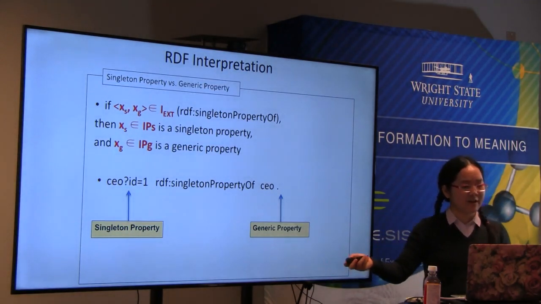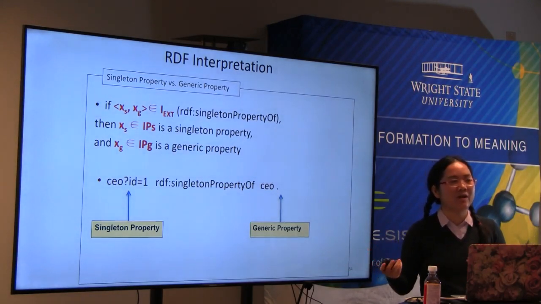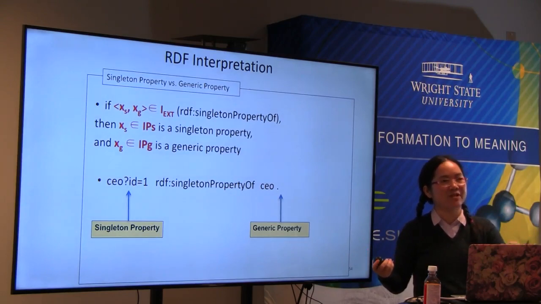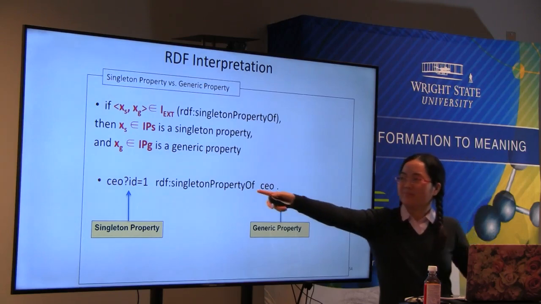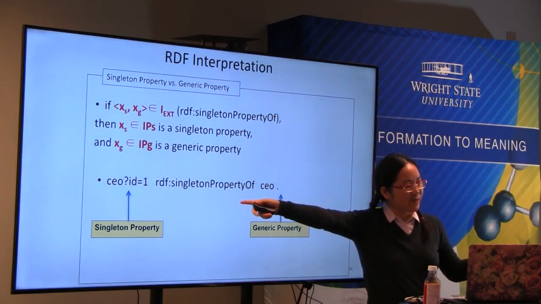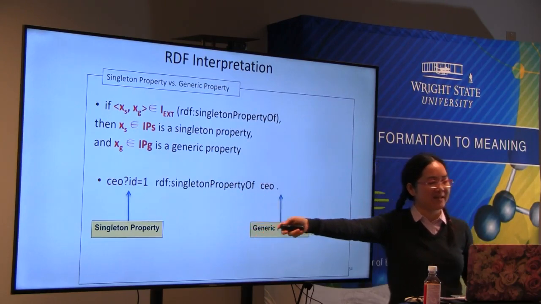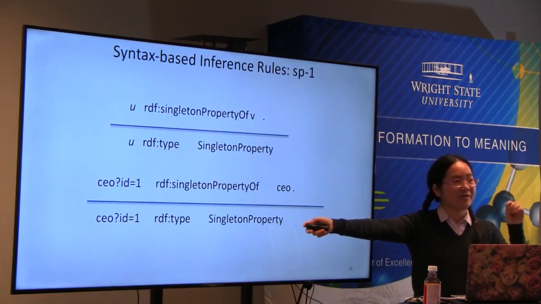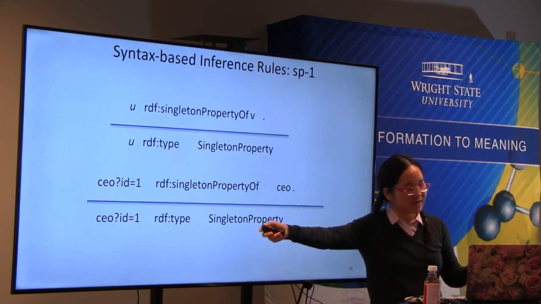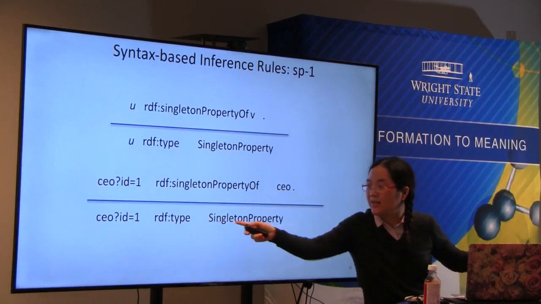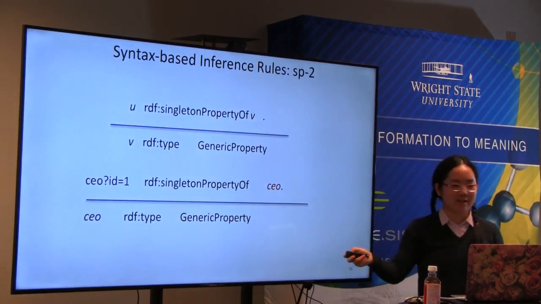So the first rule, in order to validate the triple. Anybody can create a triple, right? But our job is to validate whether their triple is valid to be used for reasoning. From this triple, CEO ID1 is a same property of CEO. That means the first one is a same property, the second one is a generic property. In order to recognize it, we created two rules. The first one says that CEO1 here is a same property. And the second rule says that the CEO is a generic property.